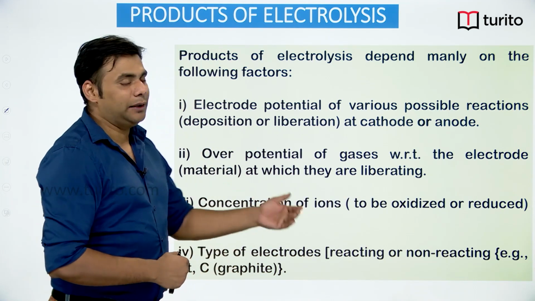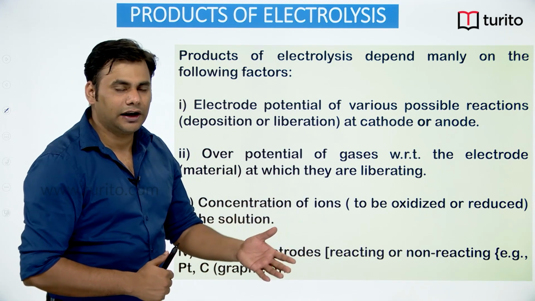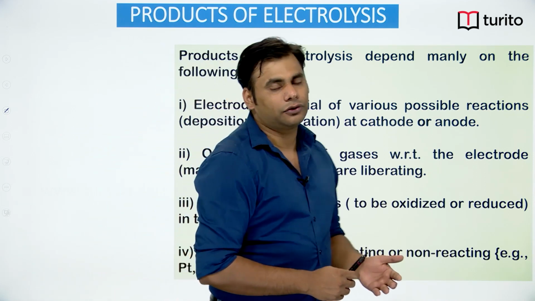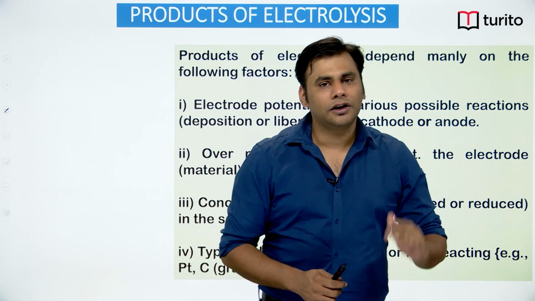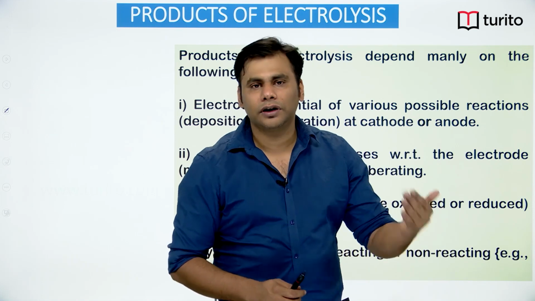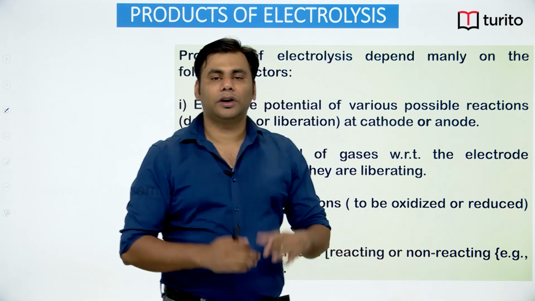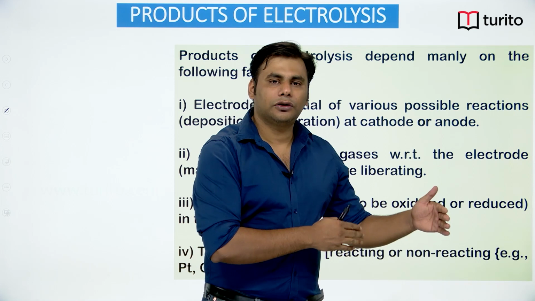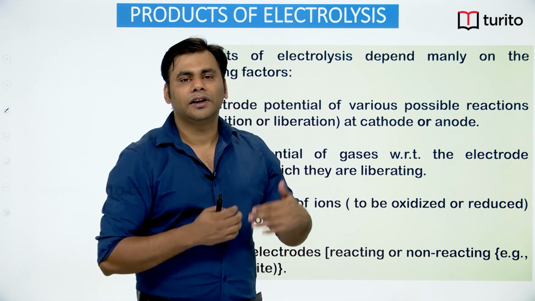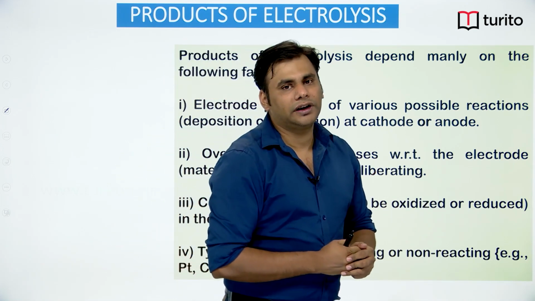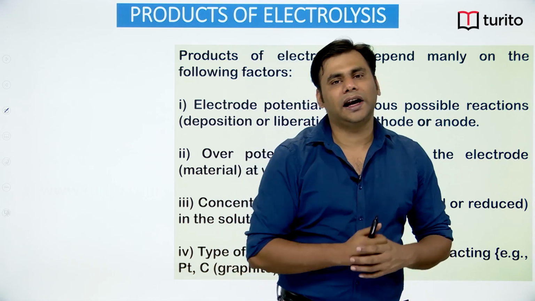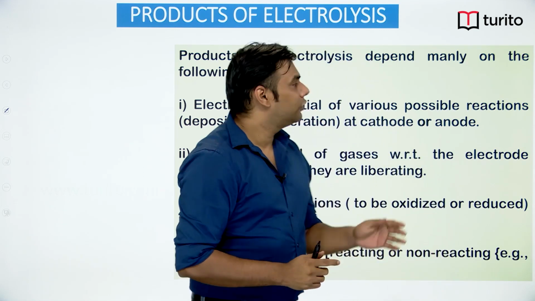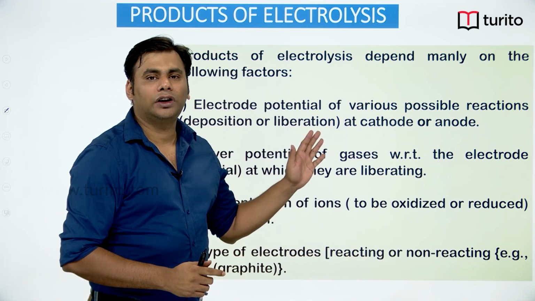And the fourth is the type of electrodes. If you are taking an inert electrode or a reactive electrode, a reactive electrode can also undergo oxidation or reduction. So again we have to check their reduction or oxidation potential to analyze what substance would be deposited or liberated at cathode or anode. So these are the basic 4 points that we have to keep in our mind.